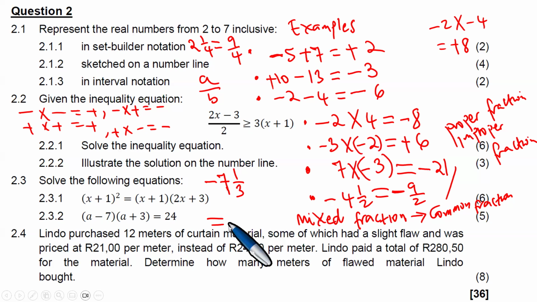This concept of mixed fractions is correct in the English language. But now we have -7 1/3. How do you write it as a common fraction, or you can call it a proper fraction? So what do we do here? Think about it.